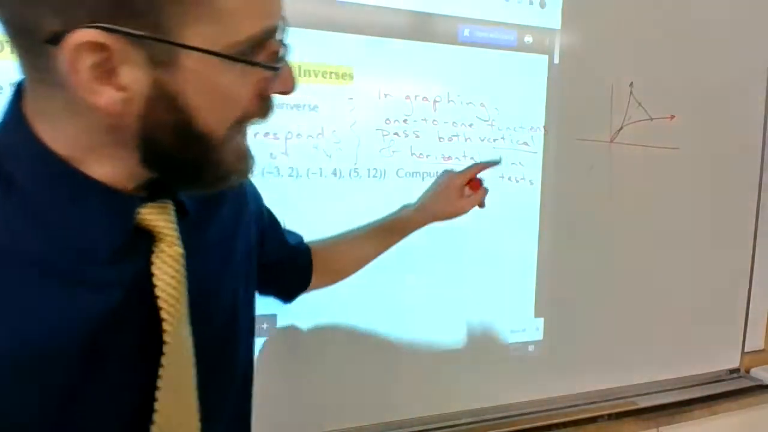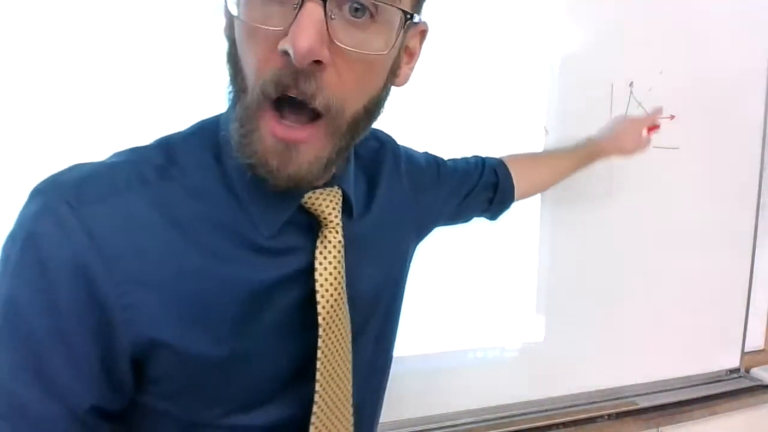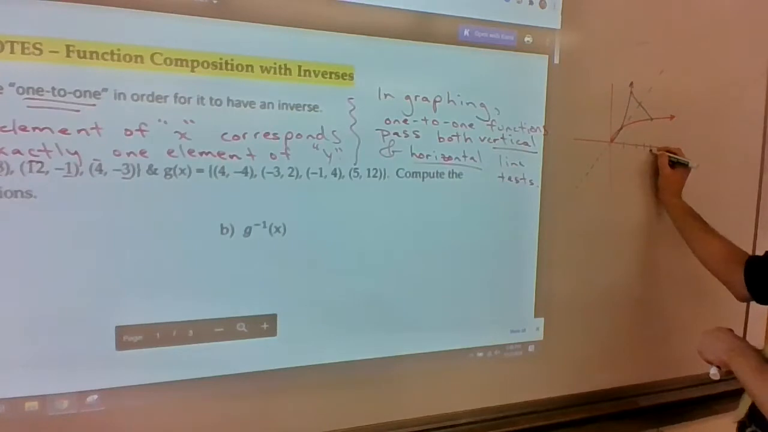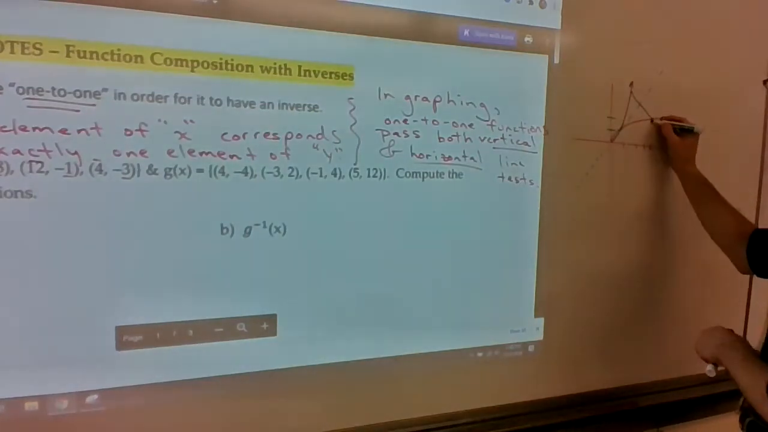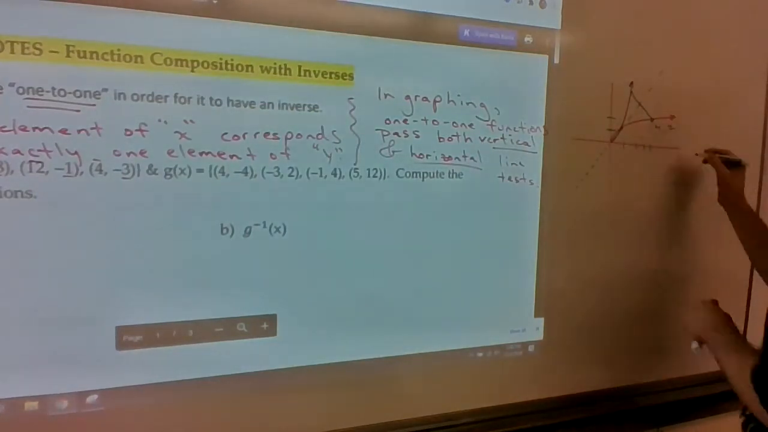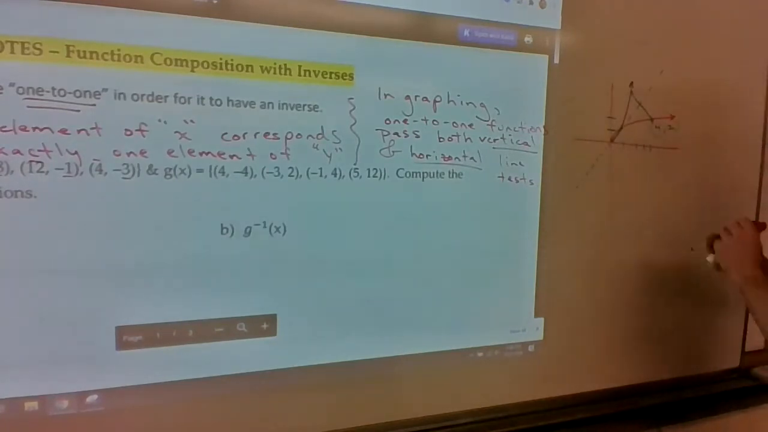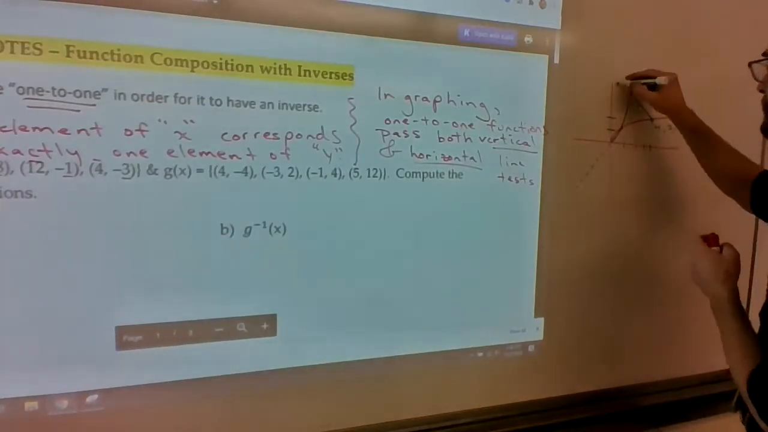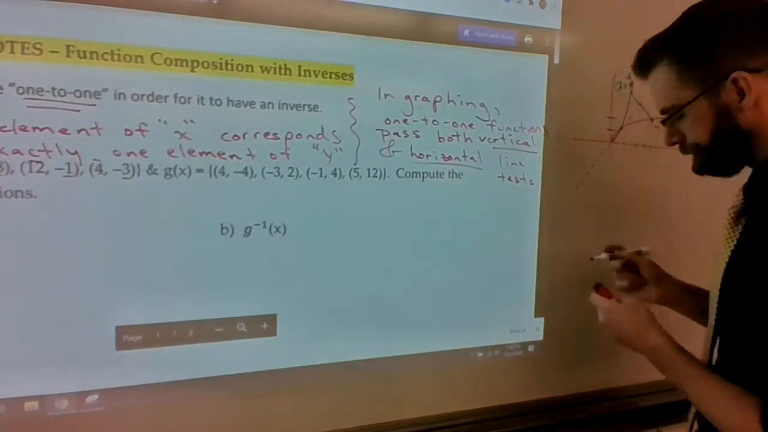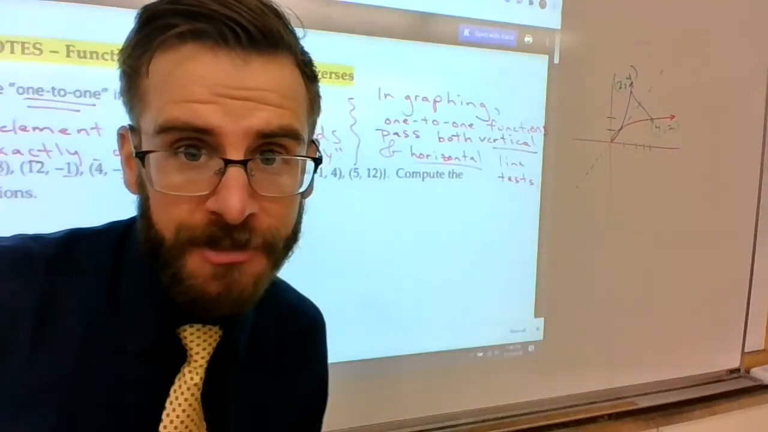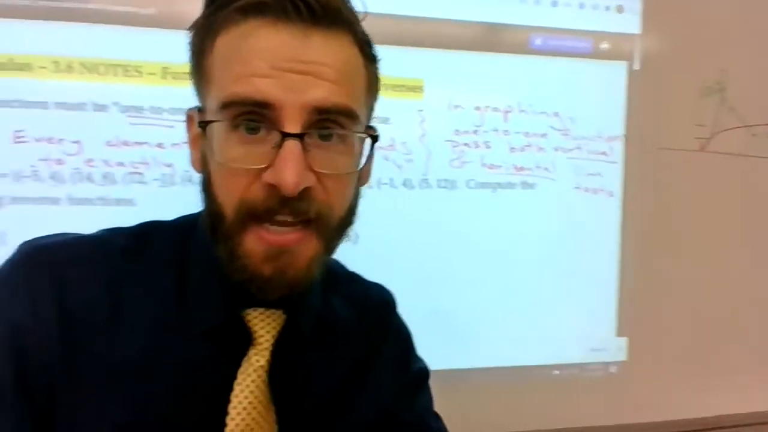So, if you had to go over 4 units, up 2 units to get on red, so over 1, 2, 3, 4, up 1, 2 to get to this point, then its corresponding point on the purple graph should be just the swap of it. 2, 4. All right. Now, I've said a lot about inverses. Let's dig into the actual examples.